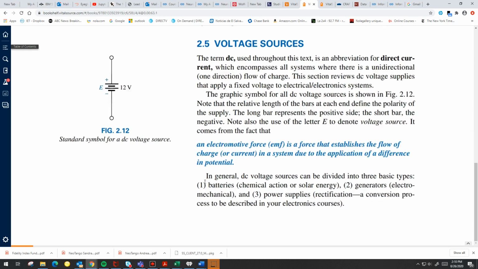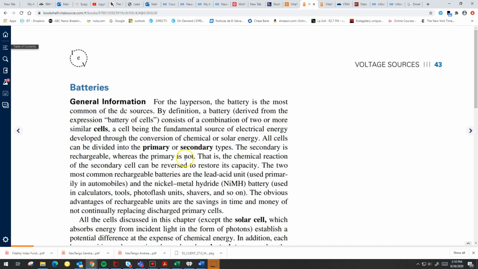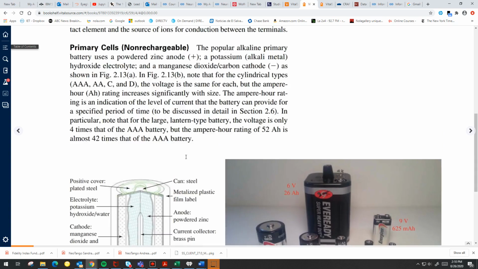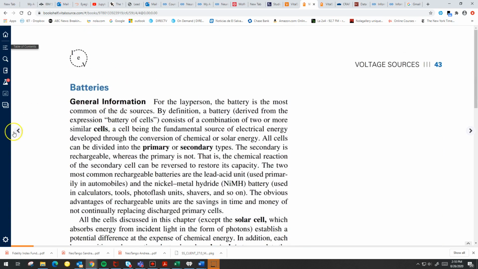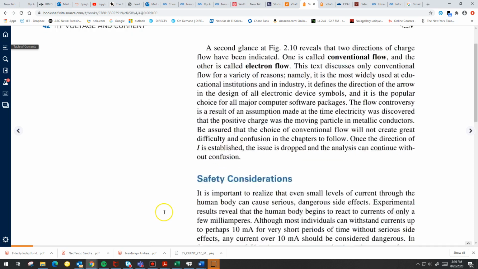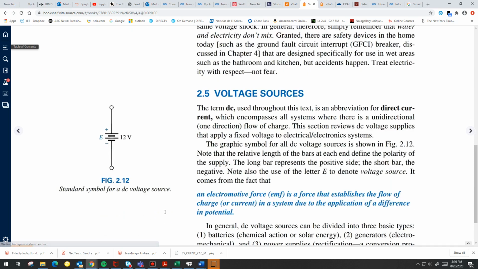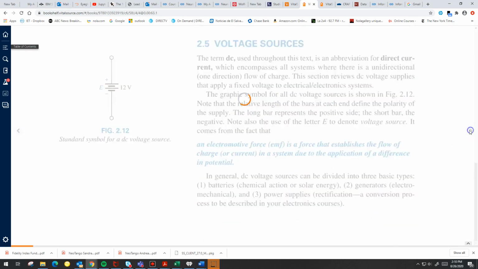All right. So there's also another way, not just batteries, but there's also some other sources of DC voltage. It could be generators, a DC generator. In our case, for our practical purposes, when we start studying circuits, it won't make a difference for us whether it's a battery or a generator. It'll just be a voltage source. Okay, for our purposes, that's all we're looking at here, just a voltage source.